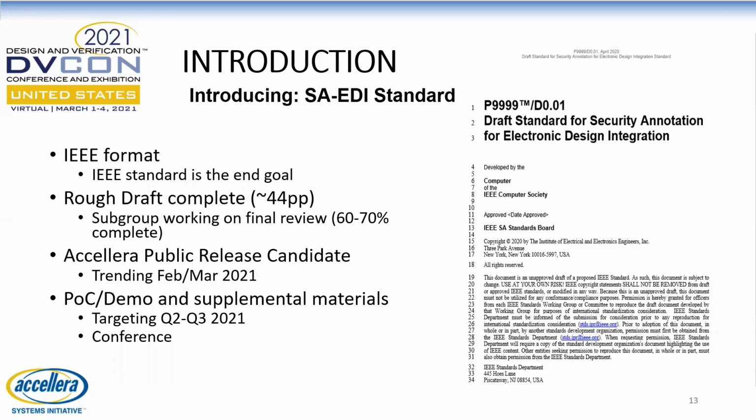That brings us back to SA-EDI, the standard for Security Annotation for Electronic Design Integration. The end goal will be to have an IEEE standard format. A rough draft has been completed, and the subgroup is working on the final review. We are going to be very close to our public release goals of February or March of this year, and are currently working toward proof of concept demo and supplemental materials to be available later this year. If all goes well, we could be back in the DAC timeframe to be able to give a live demonstration of the standard.